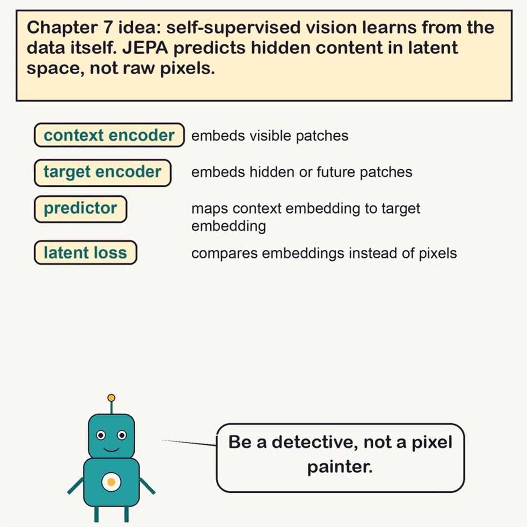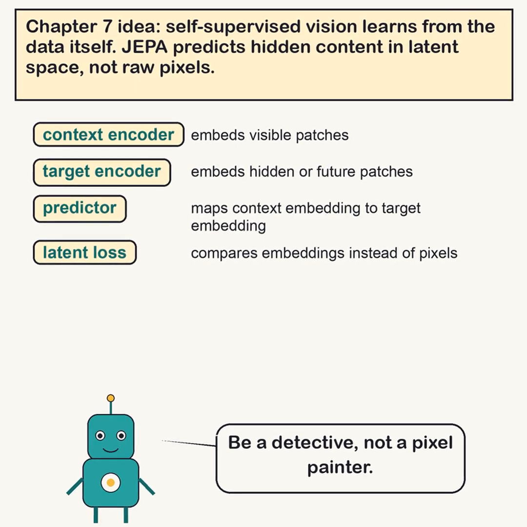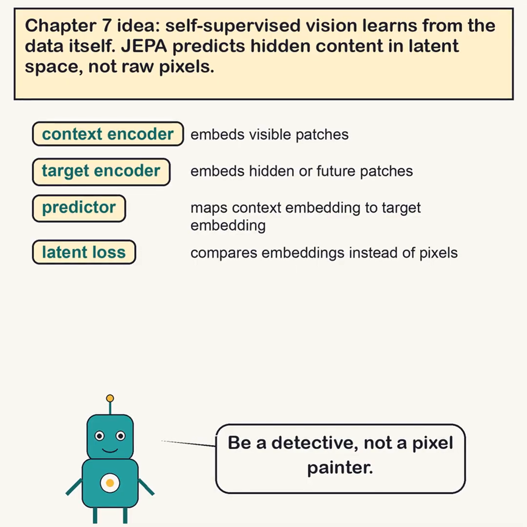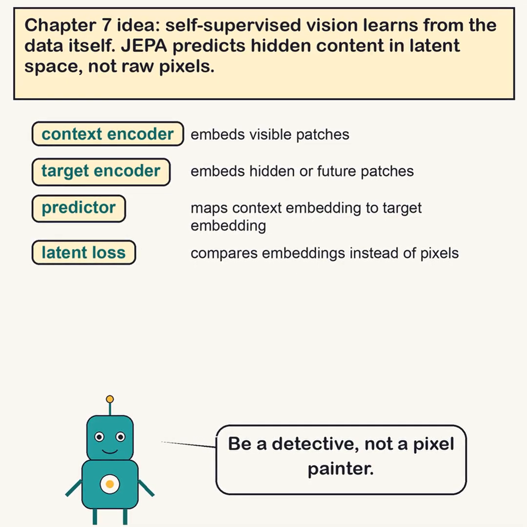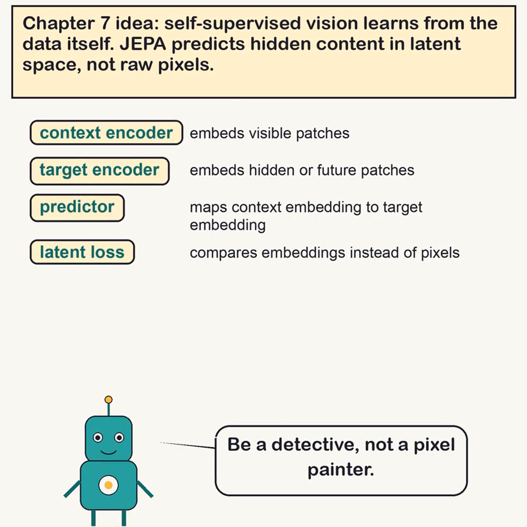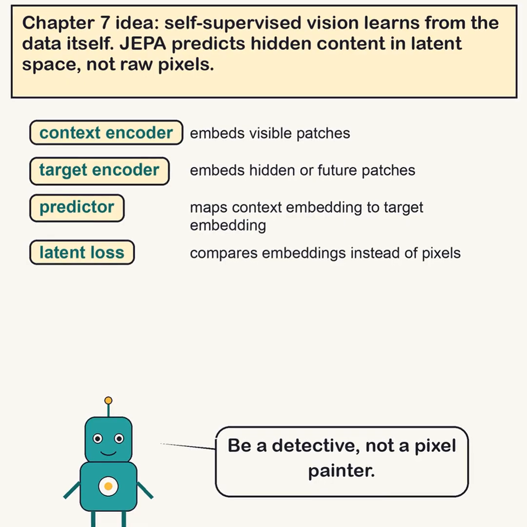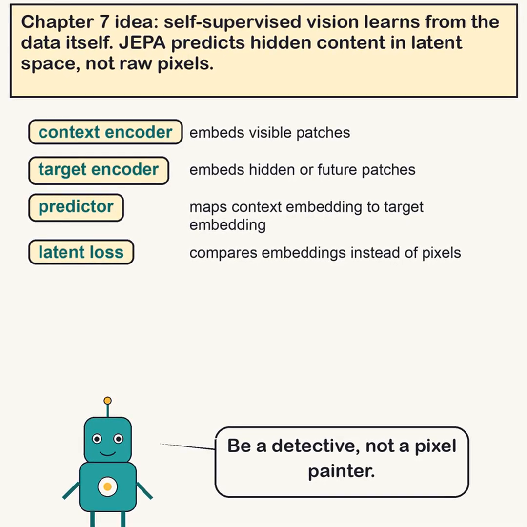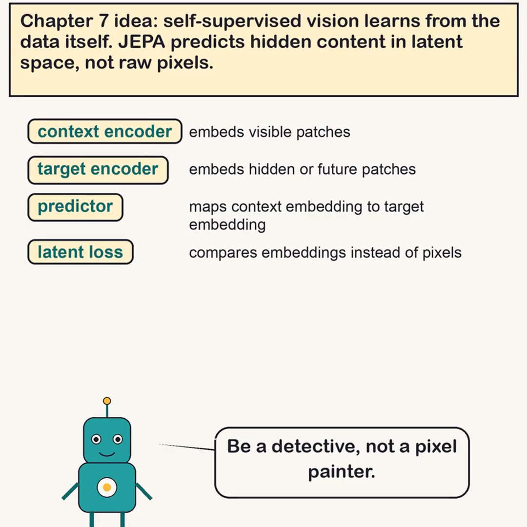The painter who must reconstruct every pixel wastes energy on leaves, noise, and sparkle. The detective predicts the meaning of the hidden region in latent space. That choice came about because representations should store what supports recognition, planning, and dynamics, not every accidental detail.